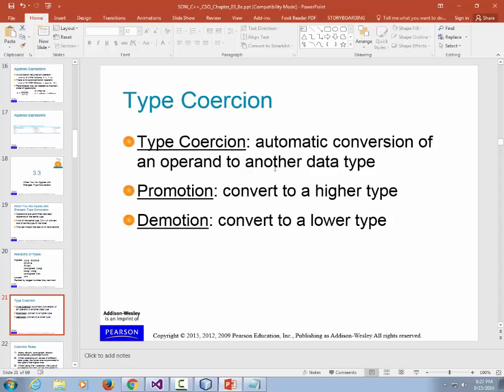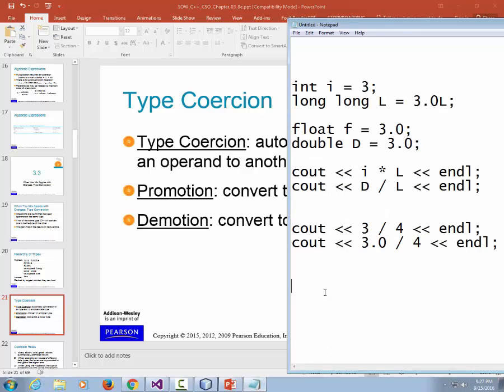Type coercion: automatic conversion of an operand to another type. You can have promotion or you can have demotion. Promotion is what happens automatically when you're mixing the types of your operands. Demotion is what happens when you make a mistake and you try to assign a value into something that it can't hold. So if you do this, I is equal to L. L is of a larger data type than an I. It cannot fit comfortably in an I. So that is demotion, and demotion, the compiler will flag that. It won't let it compile.